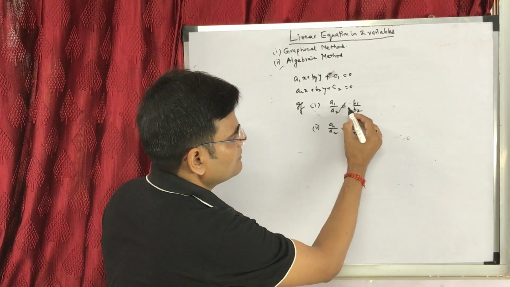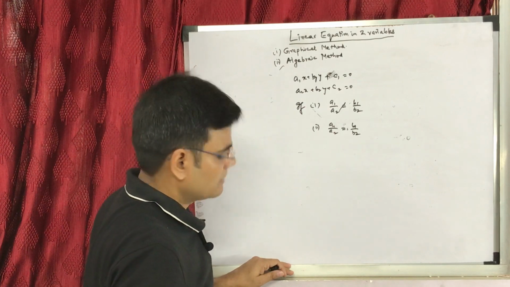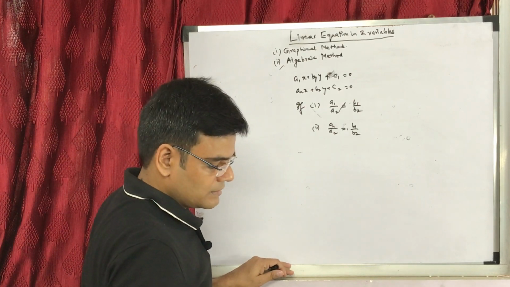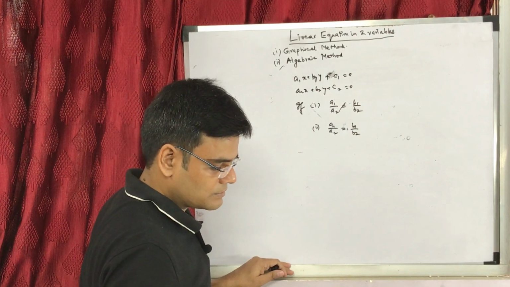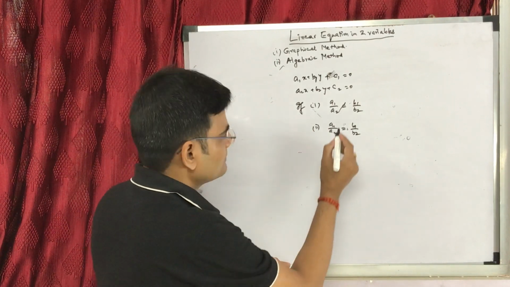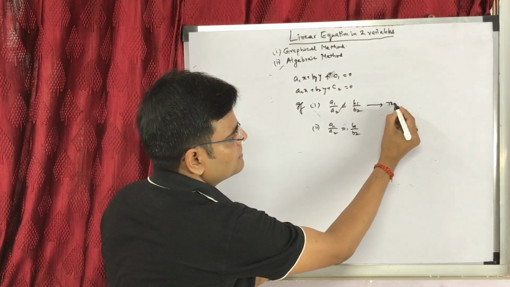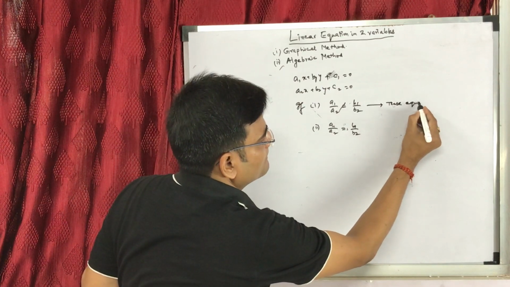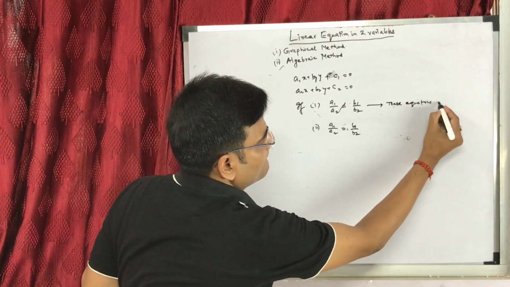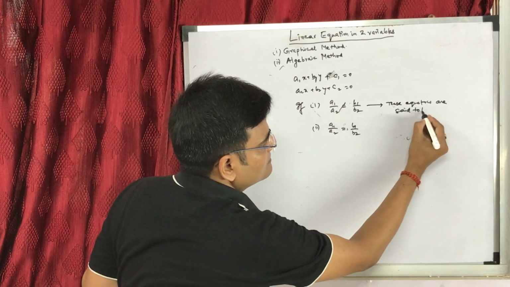If a1 by a2 is not equal to b1 by b2, first of all you have to keep in mind what those equations are known as. If they are not equal, these equations are said to be consistent.